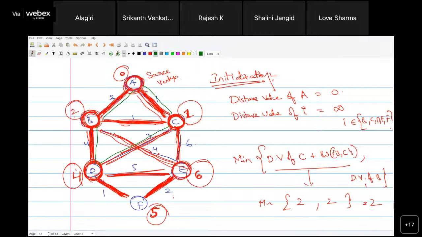Like this, the 6 is A to B, B to E. So this is the shortest path to E. And this 5 is A to C, C to D, and D to F. So this is the shortest path if I have to reach from A to F. Out of many possible paths from A to F, A to C, C to D, D to F is the shortest path in terms of edge weight or path weight.